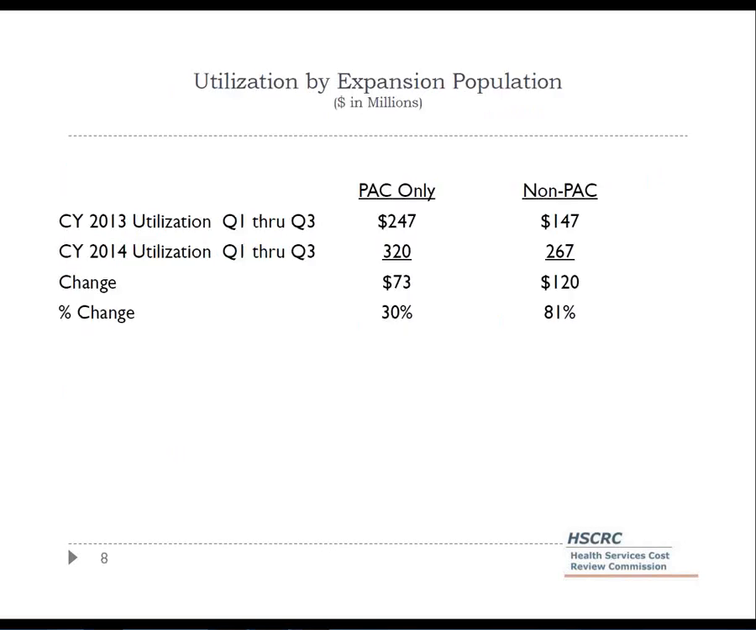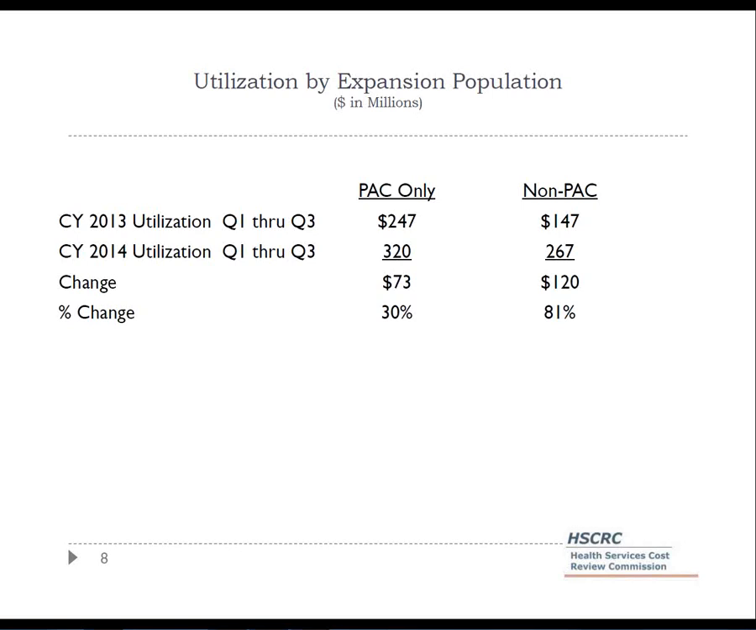The next slide shows the growth is sort of uneven between the PAC folks who are in the expansion and the non-PAC folks who came in. We see roughly a 30% increase in utilization for the PAC folks, at least in charges, not utilization, and an 81% increase in charges for the non-PAC.